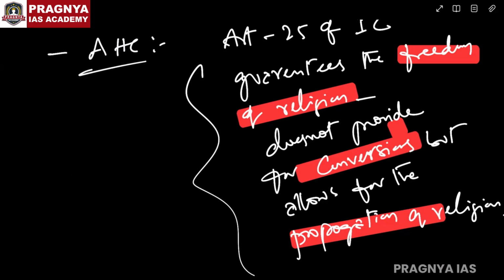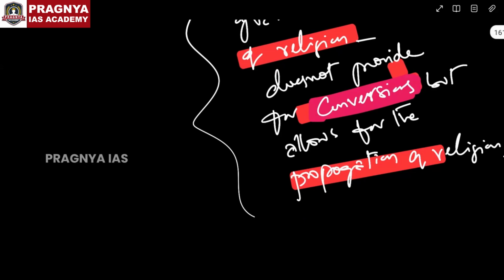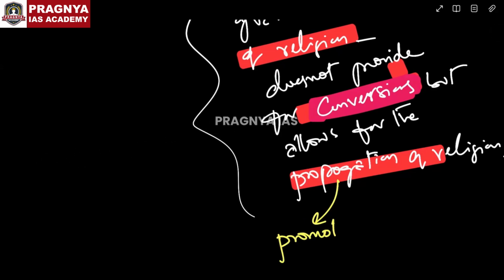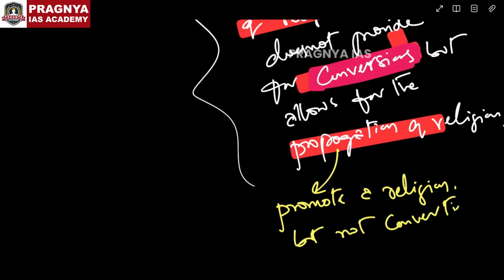So this is where the points were. So conversions were not allowed is the point. The court clearly clarified that propagation means to promote a religion, but not converting individuals from one religion to another religion.